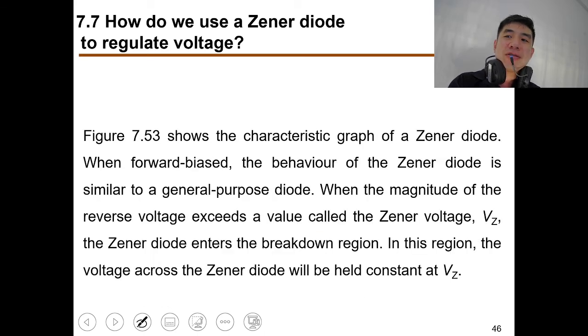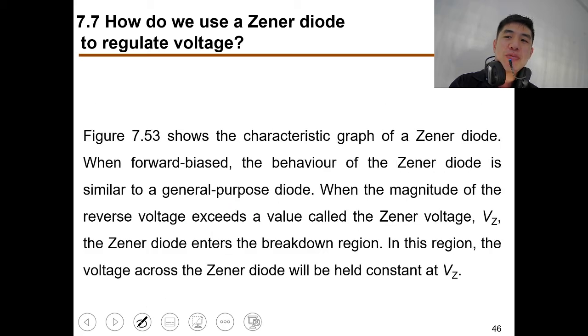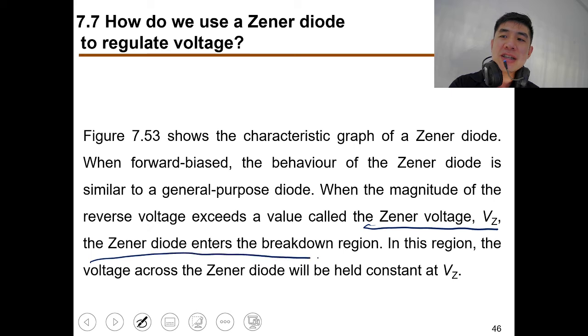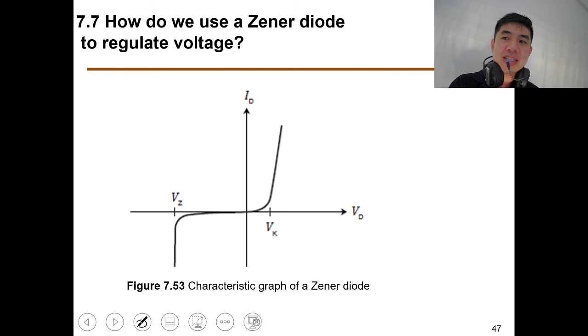Okay, now just now I talked about the Zener working in reverse bias and in the breakdown region. Can you see? Breakdown region. The Zener diode enters the breakdown region, and then the voltage across the Zener will be held constant at Vz. So that's why Zener diodes regulate voltage.